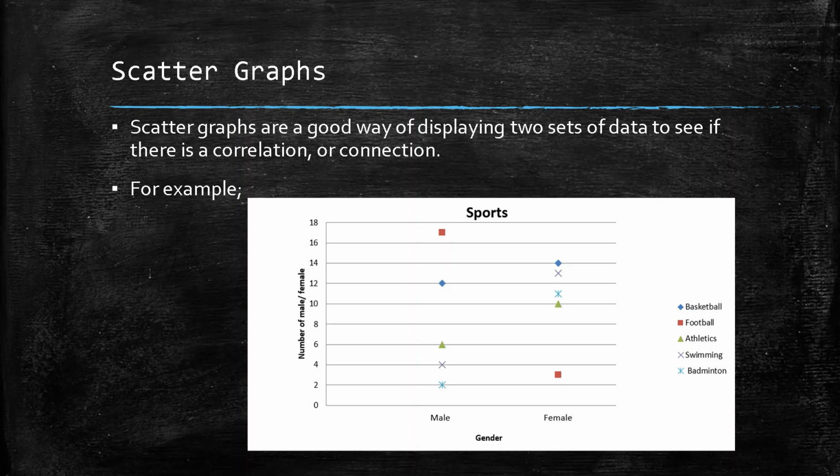Scatter graphs. Scatter graphs are used to display two sets of data and see if there is a connection. How many males do athletics? 6! Exactly! Well done!